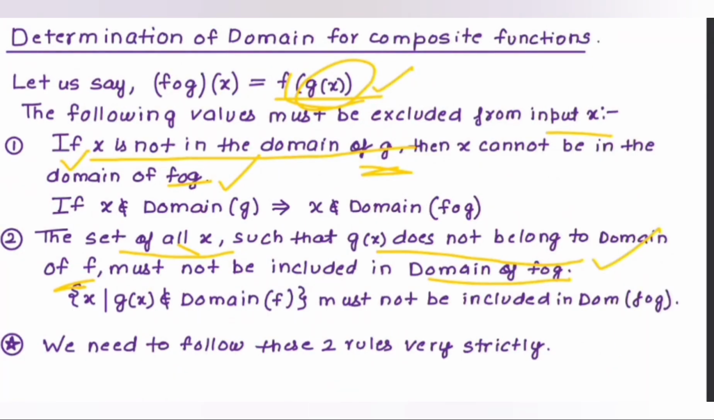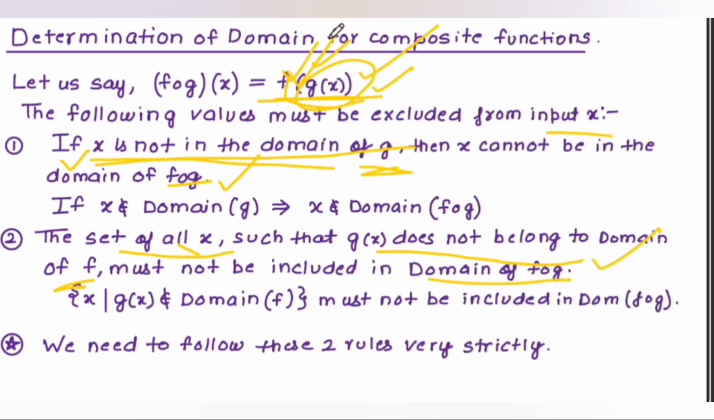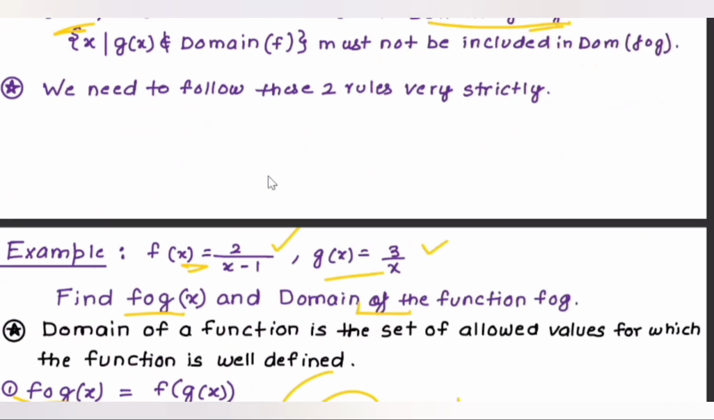So next we talk about the domain of a composite function, how it is defined. Suppose I have defined a function f of g of x. There are basically two rules. If my x is not in the domain of g of x, it should not be in the domain of f of g of x also. Simple. And if my x lies in the domain of g but not in the domain of f, then it should not be in the domain of f of g of x. I'll give you one example, then you'll get it.